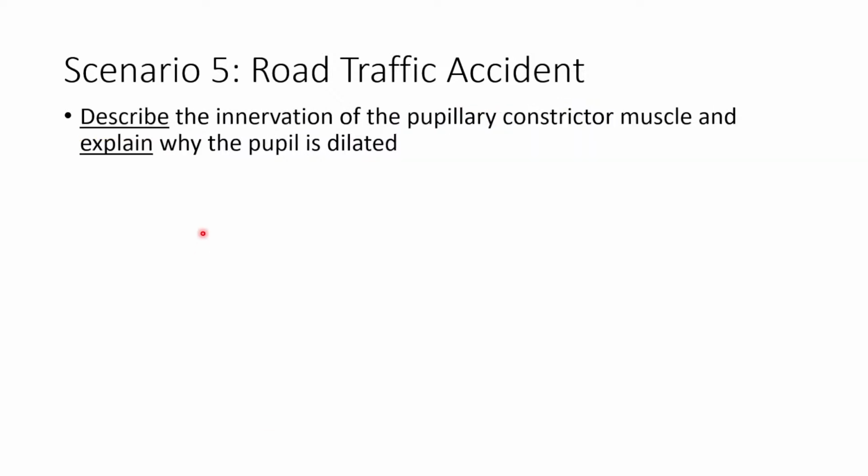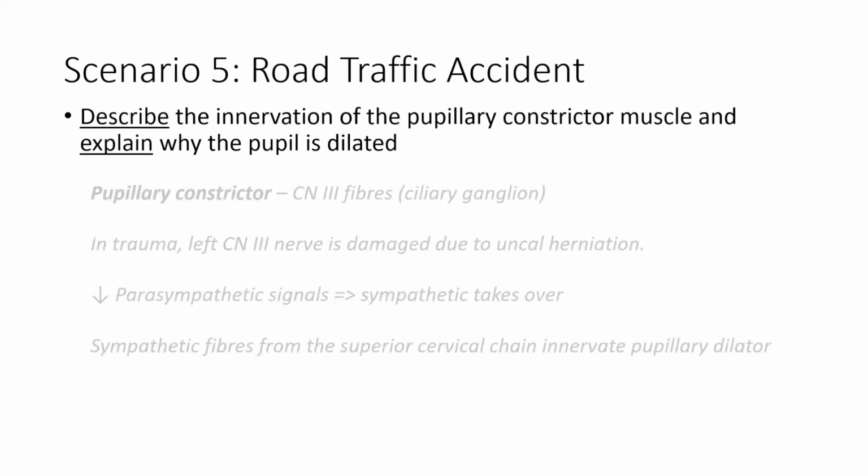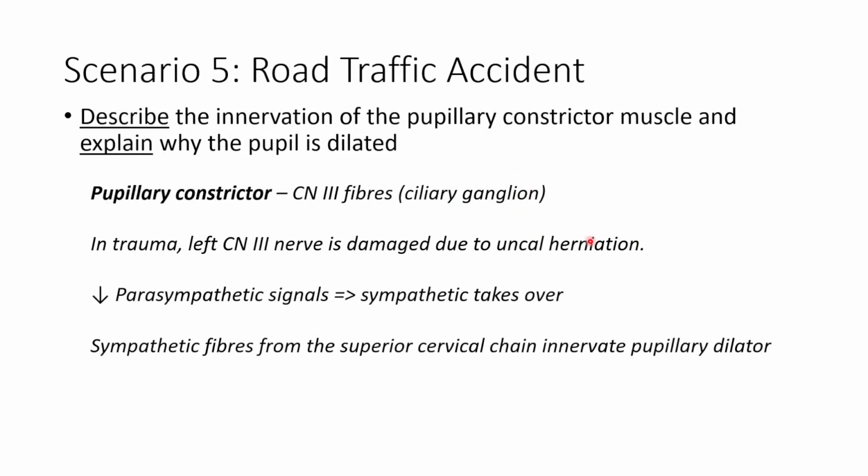Now, the question wants us to describe the innervation of the pupillary constrictor muscle and also try to explain why the pupil is dilated. Well, we know that the muscle that's responsible is the pupillary constrictor muscle. And we also know that it's innervated by the parasympathetic system. It's also innervated by cranial nerve 3 through the ciliary ganglion. So if there's a ganglion involved, that's usually parasympathetic. Now, in trauma, this cranial nerve is damaged.